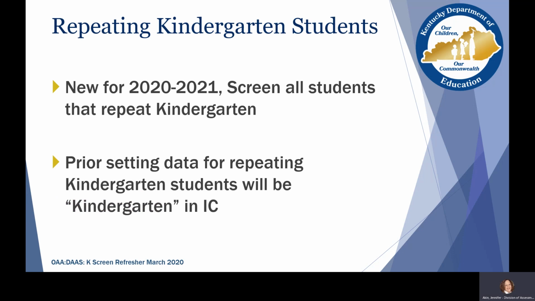New for 2020, 2021, you will be screening all students that repeat kindergarten. Again, you will screen all students, even those who repeat kindergarten. So new students who come in would have the screening anyway. Now everyone will screen repeating kindergarten students regardless. So that is new this year. Prior setting data for repeating kindergarten students should be a choice of kindergarten in Infinite Campus, and if it is not yet there, choose other, and then you can make that kindergarten determination. But it should be added into Infinite Campus.